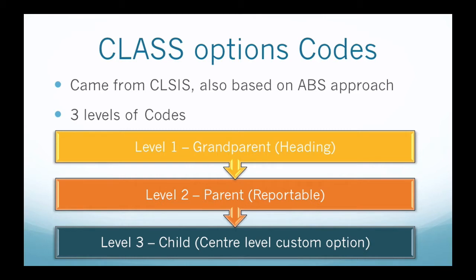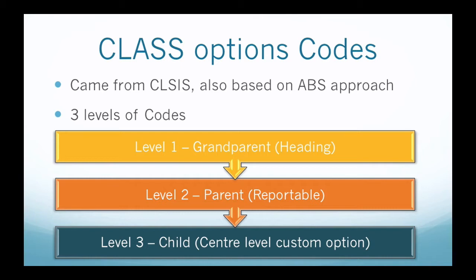It's also based on the ABS approach to things like language groups. But essentially there are 3 levels of codes, and if you're making custom codes, they'll come in at level 3. They need to be a child and map to something above it. And the reason is you've got level 1 and 2. Level 1 are those national or grandparent codes, we're calling them. They're like headings in certain fields.